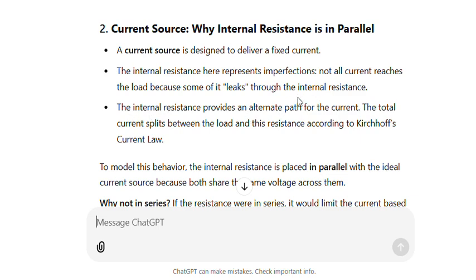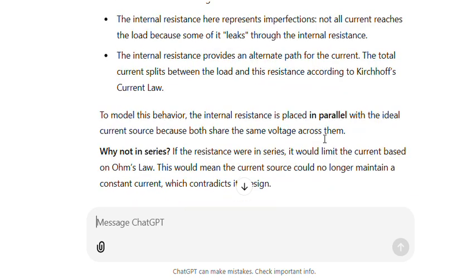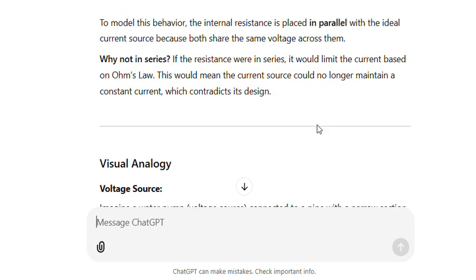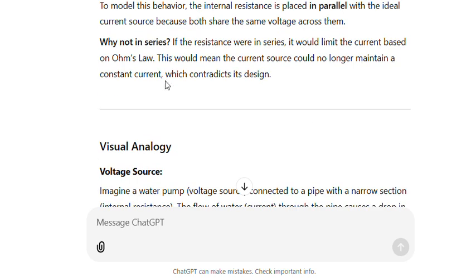The total current splits between the load and the resistance according to Kirchhoff's current law. To model this behavior, the internal resistance is placed in parallel with the ideal current source because both share the same voltage across them. So why not in series? If the resistance were in series, it would limit the current based on Ohm's law. This would mean the current source could no longer maintain a constant current, which contradicts its design.